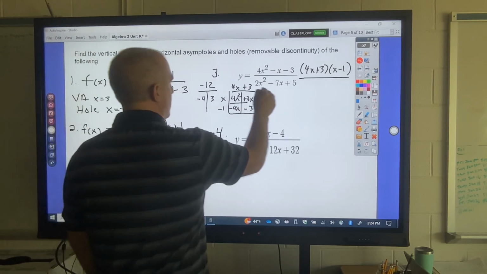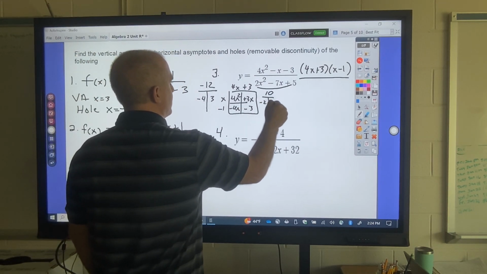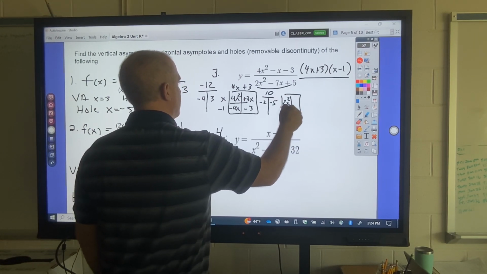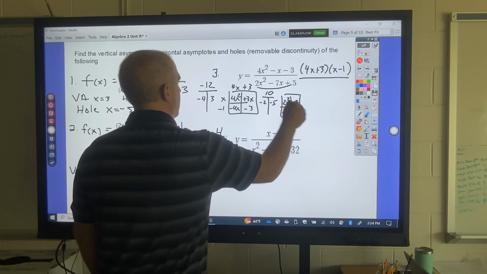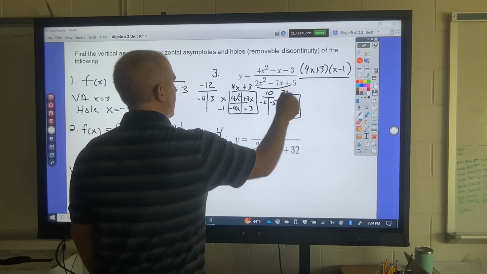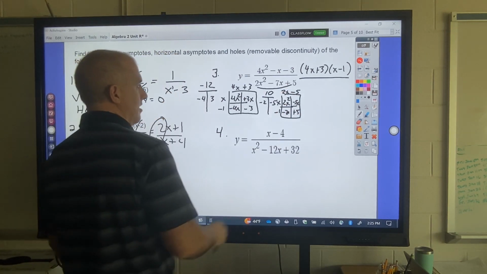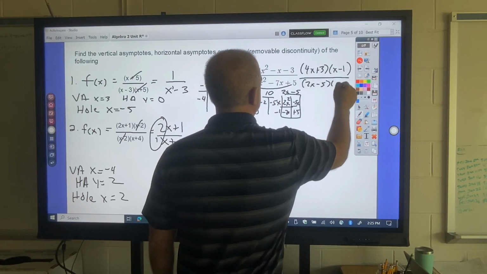On this bottom part, 2 times 5 is 10. Factors of 10 that would add up to negative 7 would be negative 2 and negative 5. So I got 2x squared minus 2x minus 5x plus 5. That'd be x, x times 2x, x times negative 5, 2x times negative 1. So my factors there are 2x minus 5, x minus 1.